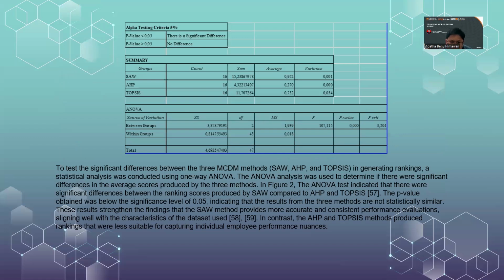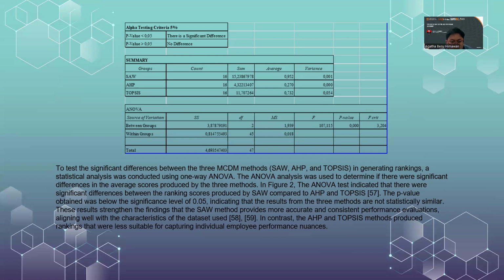To test significant difference between the three MCDM methods, SAW, AHP, and TOPSIS, in generating ranking, a statistical analysis was conducted using one-way ANOVA. The ANOVA analysis was used to determine if there were significant differences in the average score produced by the three methods. In the figure 2, the ANOVA test indicates there was a significant difference between the ranking score produced by SAW compared to AHP and the TOPSIS.